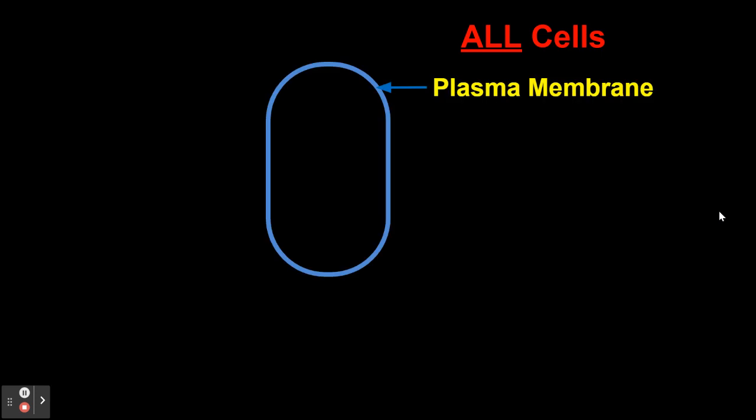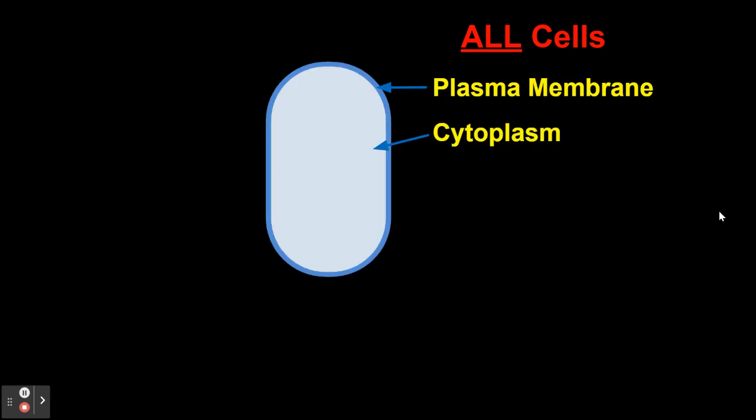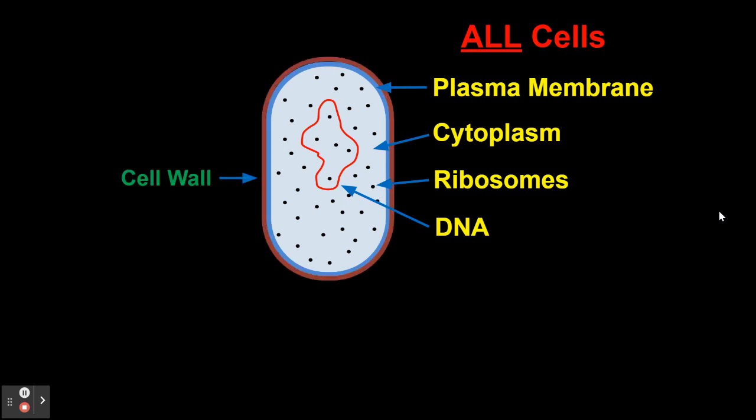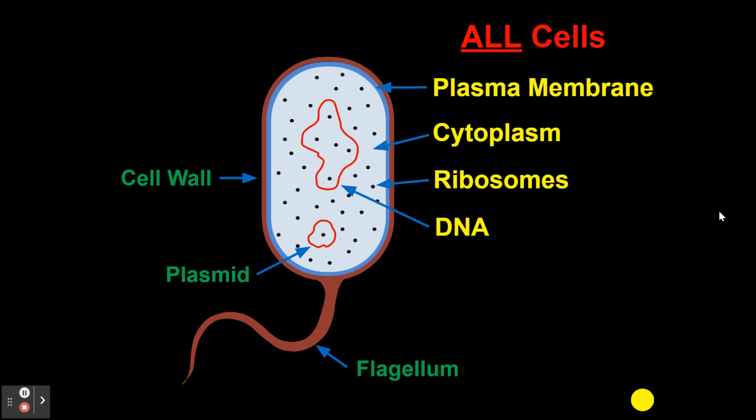So to make a prokaryote, we start with what all cells have to have: plasma membrane, cytoplasm, ribosomes, DNA, which in this case is going to be circular. Now, some prokaryotes also add a cell wall. They often have plasmids, which are little pieces of DNA. And some of them also have flagella that allow them to move.